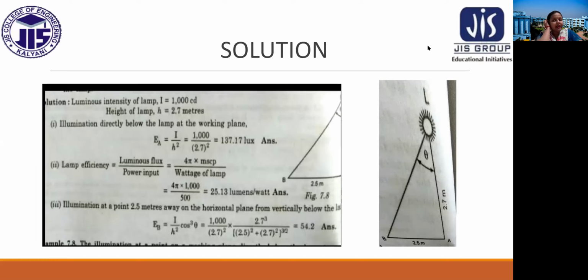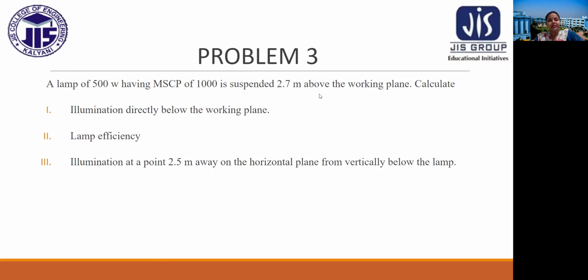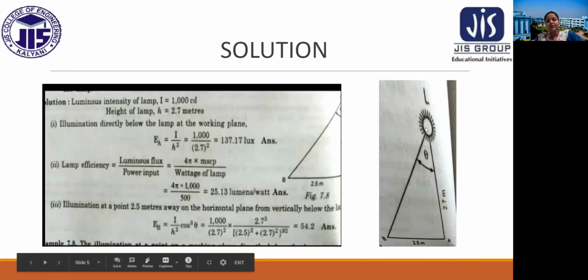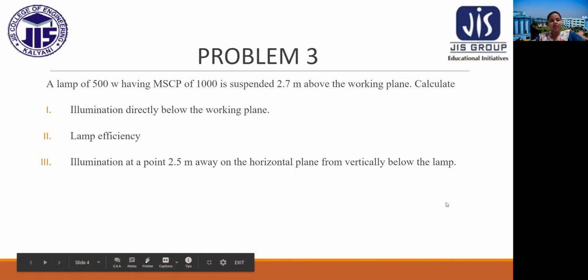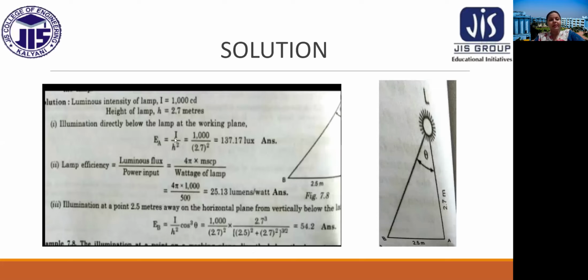For illumination directly below the lamp, you can consider this figure, this triangle where this lamp is suspended, and it is told that it is suspended 2.7 meter above the working plane. So this height is given as 2.7 meter. Now illumination directly below will be I by H square. What is I? I is the luminous intensity which is given. So just put the value of I and H, and you can find the illumination directly below the lamp.